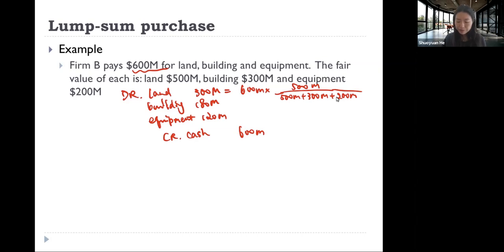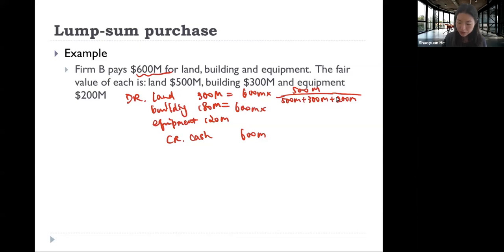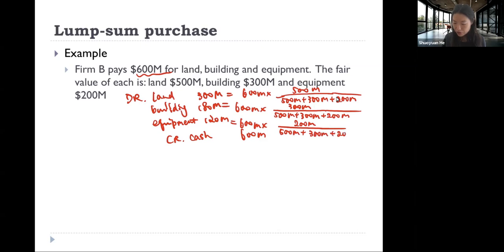And similarly, can you write out how we get this 180 million for building? So for building, 600 million multiplied by 300 million over 500 plus 300 plus 200. And similarly for equipment, we have 600 million multiplied by 200 million divided by 500 plus 300 plus 200. So that is how we get the 120 million for equipment.